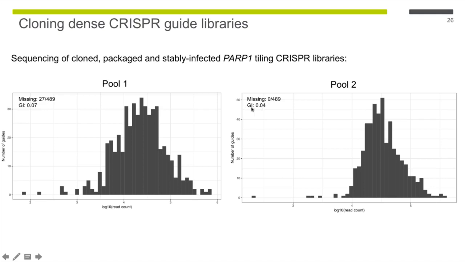And you can see from this the Gini index here, this means that a low Gini index means that the counts are very comparable in this case. So we have a good, even representation of the guides in these libraries.